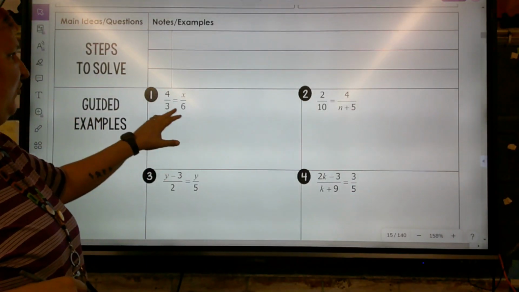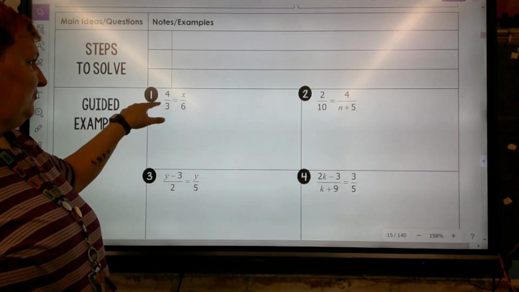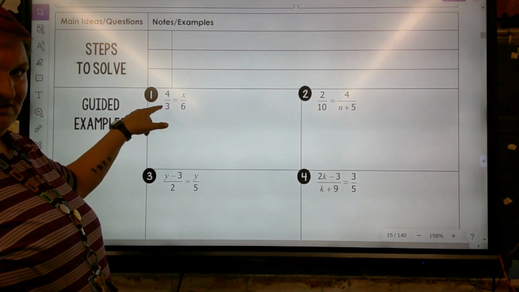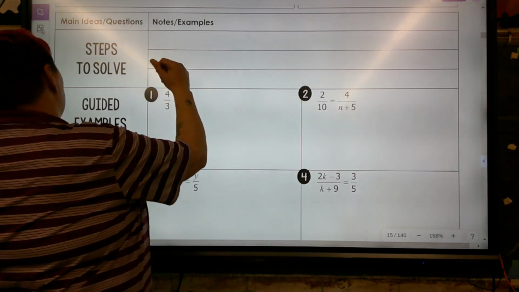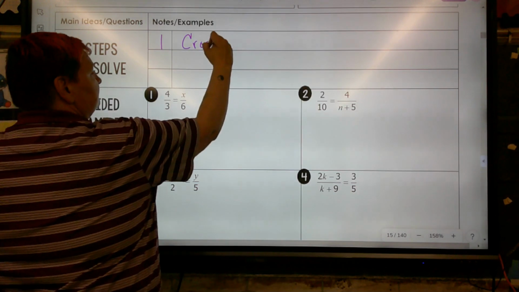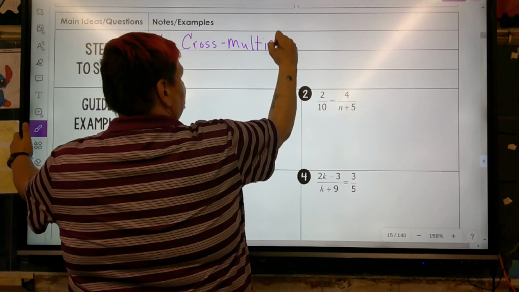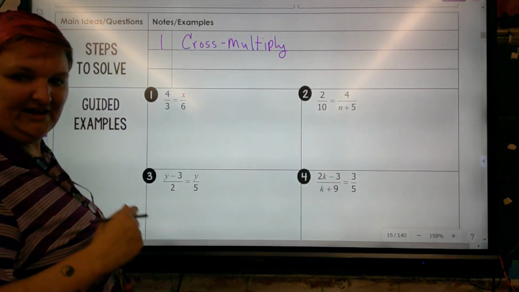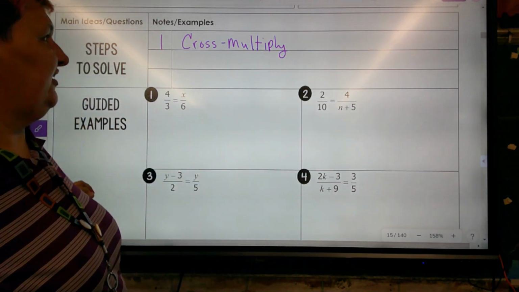Alright, so step 1, when you see a fraction equal to a fraction. Proportion. That's called a proportion. A fraction equal to a fraction. Right? Step 1 is to cross multiply. So what would that look like? I want to make sure I get a clear example.